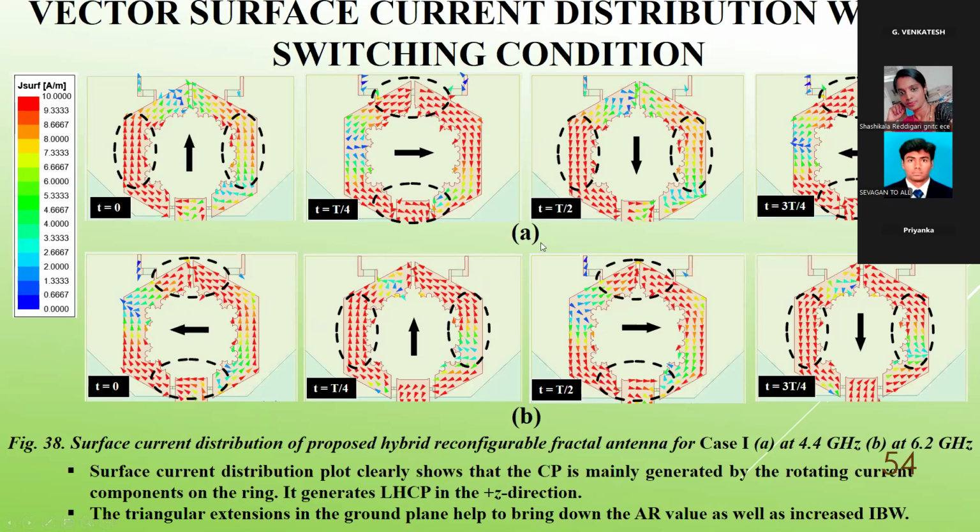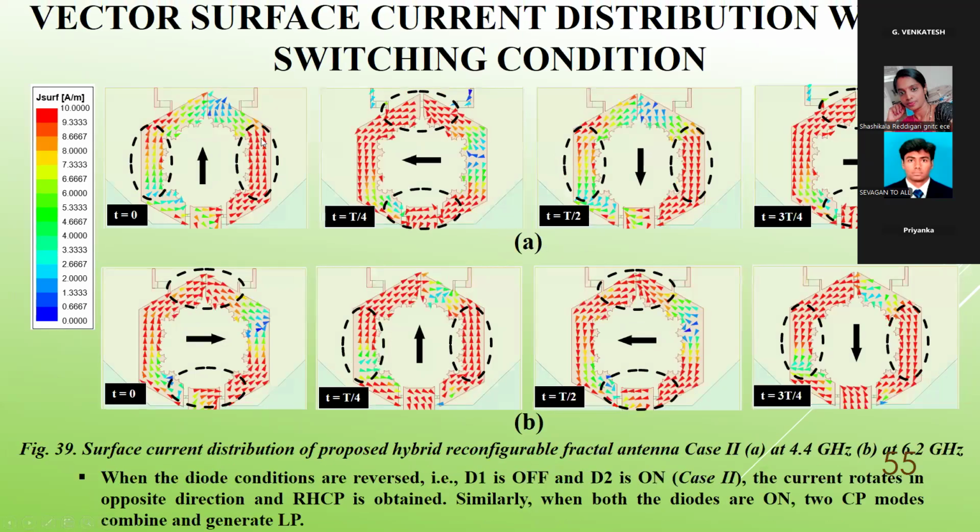So both these cases give left-handed circular polarization. Coming to case 2, same frequencies 4.4 GHz and 6.2 GHz, with D1 off and D2 on, it will give you RHCP. You can see the orientation this way, then this way, then this way. Similarly at 6.2 GHz also, from right to left, a counterclockwise orientation, so it will give you RHCP.